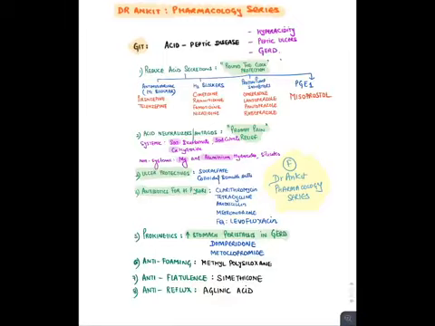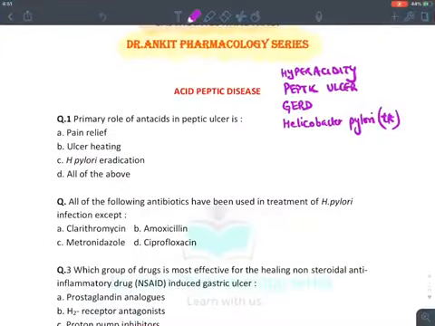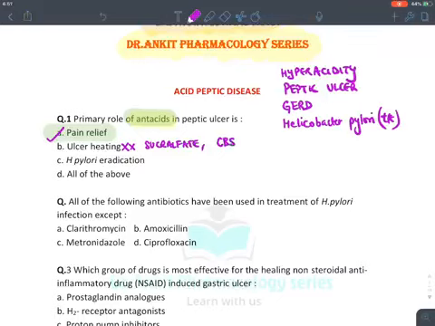So keeping this in mind, let's see what the first question says. The primary role of antacids. Think about antacids, what we have discussed. The primary role of antacids is to provide prompt pain relief. The answer is prompt pain relief. Will they have ulcer healing property? No. Ulcer healing property was with sucralfate and colloidal bismuth salts.